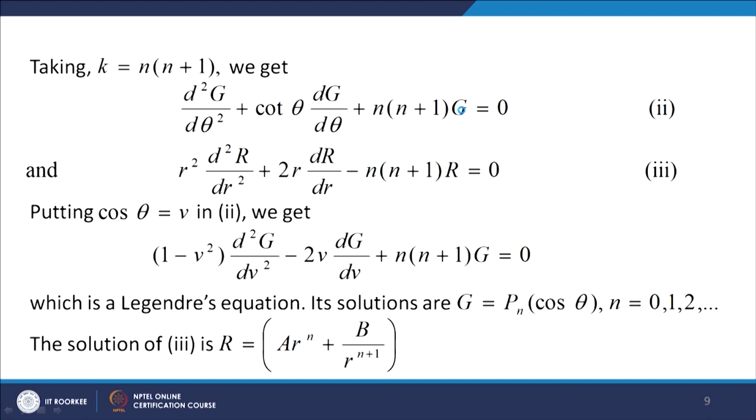That equation changes to this equation if you put cos θ equal to V. So, taking cos θ equal to V, we are changing the independent variable from theta to V now. So, (1 − V²) d²G/dV² − 2V dG/dV + n(n+1)G = 0, which is the Legendre equation. Its solutions are the Legendre polynomials P_n(cos θ) where n takes values 0, 1, 2 and so on.